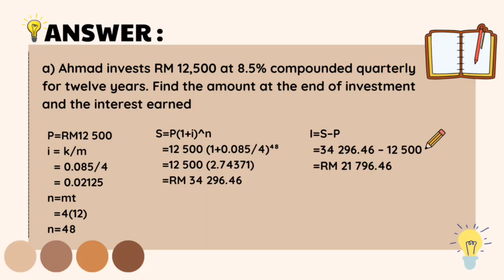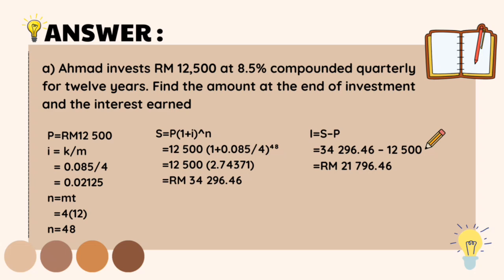Question 2A. Ahmad invests RM12,500 at 8.5% compounded quarterly for 12 years. Find the amount at the end of investment and the interest earned. First, we're going to list all the information given, which is P equals to 12,500, I equals to K over M, K is 0.085 over 4. So the answer is 0.02125. N equals to MT, which is 4 times 12. So the answer is 48.